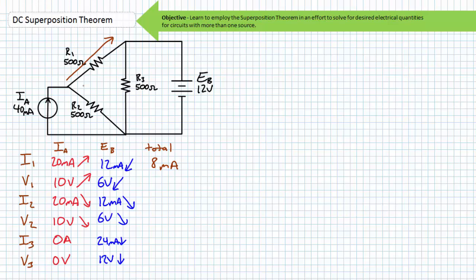The voltage drop across resistor 1 as induced by the IA source is in opposition to the voltage drop induced across resistor 1 as induced by the EB source. Therefore, the polarity of V1 is 4 volts southwest to northeast. Note we can check our work in the fact that 8 mA through a 500 ohm resistor would induce a 4-volt drop across it. Additionally, a 4-volt drop across a 500 ohm resistor would induce 8 mA of current to travel through it.